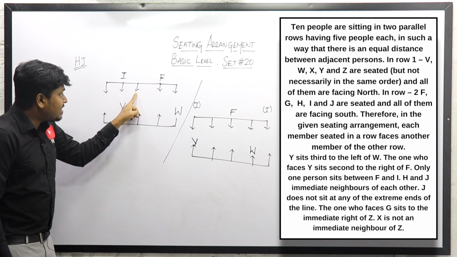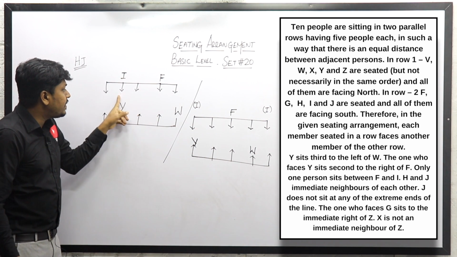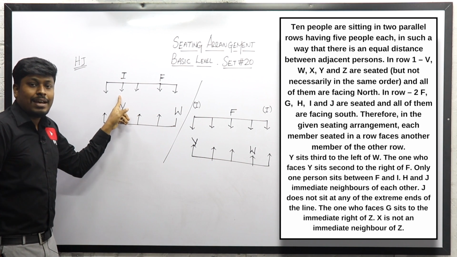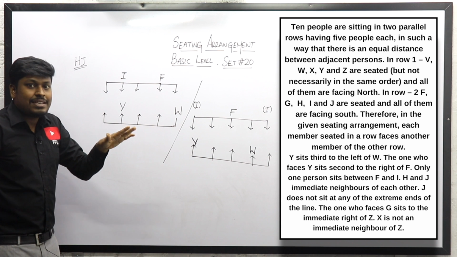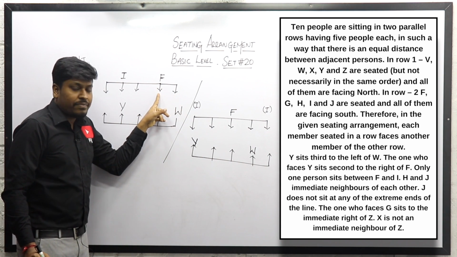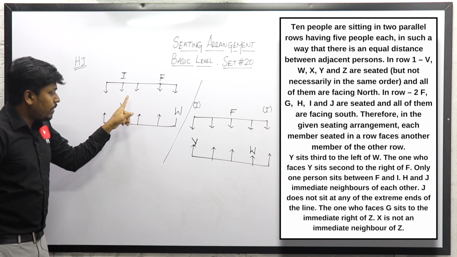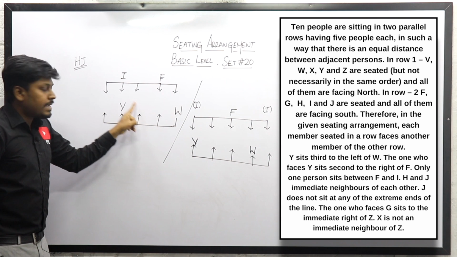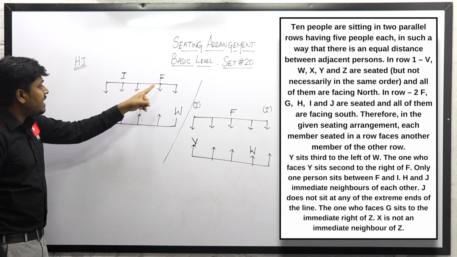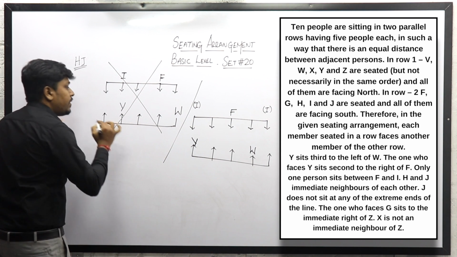If I fix H here, H and J, right? If I fix H here, I can't fix J anywhere else, because every time what they have said is H and J should be immediate neighbors. If I fix H here, we can't fix J. So in this possible diagram 1, I can't fix H and J anywhere else at this point. So we can say this possible diagram is completely wrong.